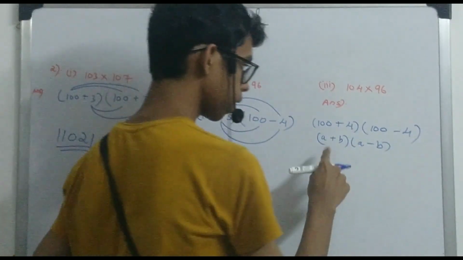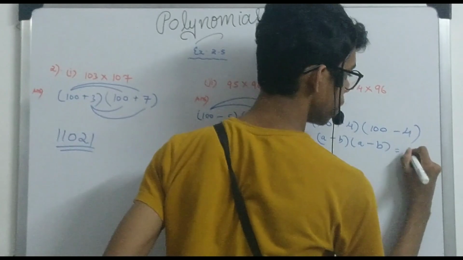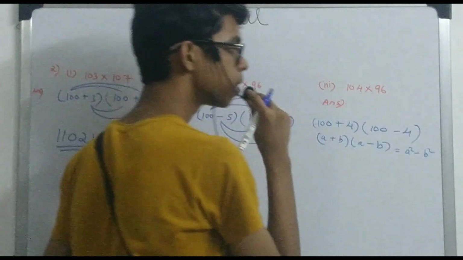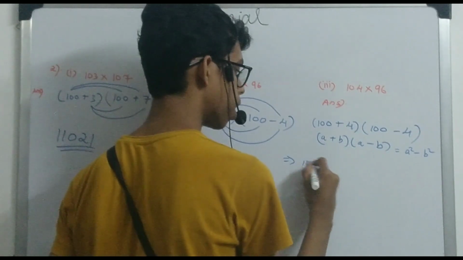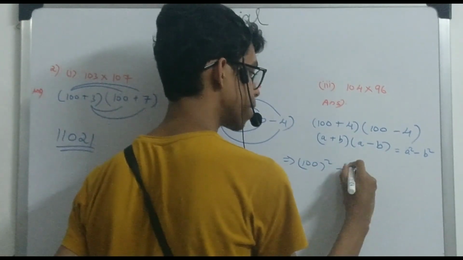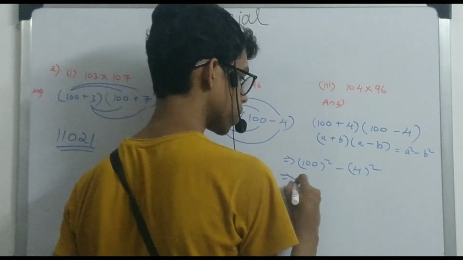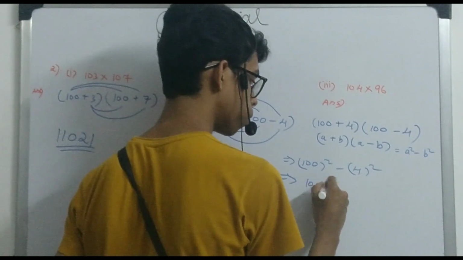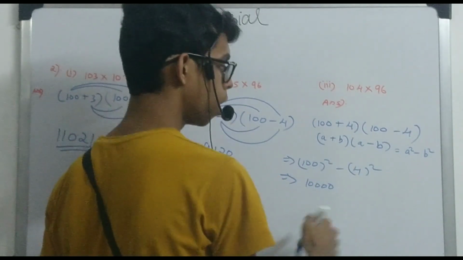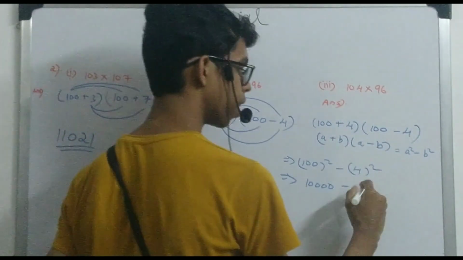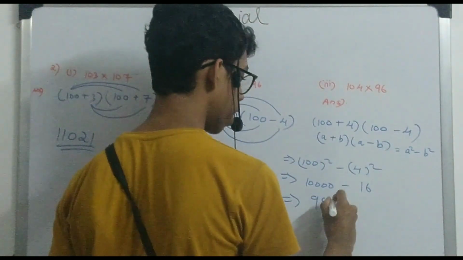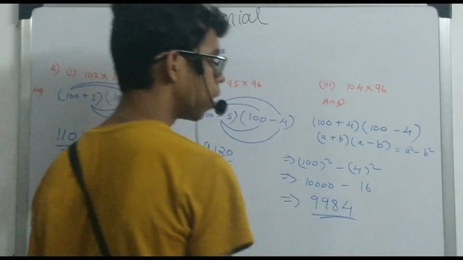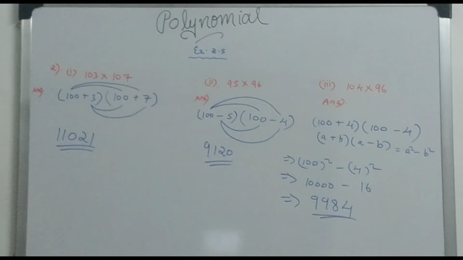Now we know a plus b into a minus b is a square minus b square. Okay, so from here I can write 100 square minus 4 square. Okay, so 100 square means we have to put 10,000, minus 4 square, it is 16. 10,000 minus 16 is 9984. Okay, 9984 is your final answer.